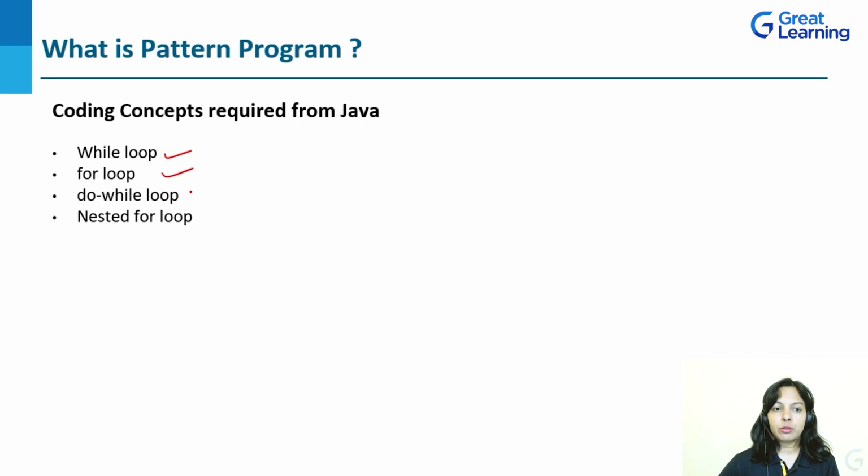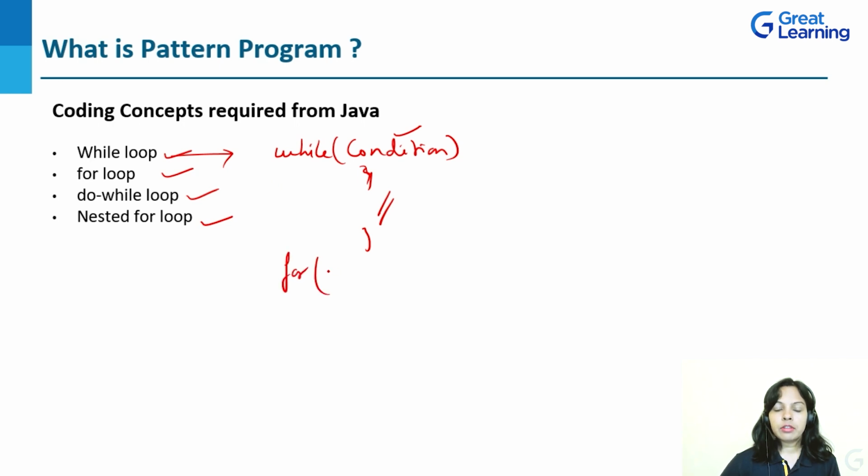That is your while loop, for loop, do while loop, and nested for loop. While loop is like this: while, and then there will be a condition here. And then there will be the body of the while loop. If the condition is true, then the body of the while loop will be executed. Similarly, the for loop has three parameters, separated with semicolons, and then there is the body of the for loop. These three are the initialization, the termination condition, and the increment.